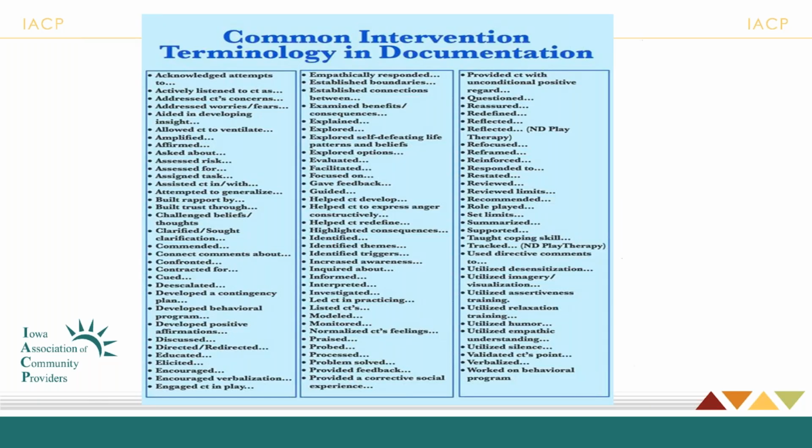So this is an example of common intervention terminology. I think this is also a handout that we'll put on our website so that you can print it off and it's actually readable. There's nothing magical about this. We actually found this by Googling common intervention terminology, and this came up. Whatever works for you, but this gives your staff a starting point of what words they can use.